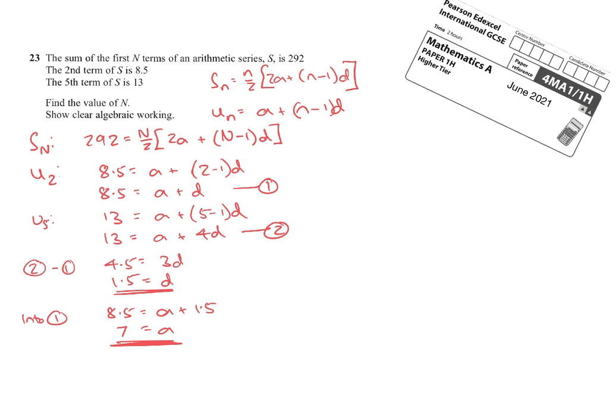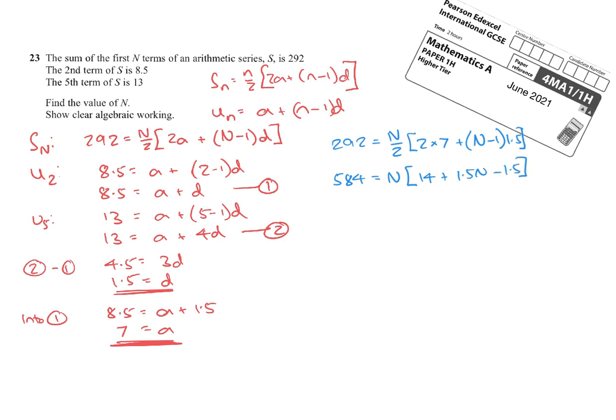So let's put that over on the right hand side. I'm going to change to blue. So what do I have now? I have 292 equals capital N, which is the number I'm trying to find, over 2 multiplied by 2 times a, which was 2 times 7, plus brackets capital N minus 1, close bracket, 1.5. So far so good. Now let's tidy this up a little bit. I'm going to multiply through by 2 because that gets rid of my n over 2 fraction. So I'm going to have 584 equals n. And in my bracket now, 2 times 7 is 14, so I can simplify that. Plus I have 1.5n minus 1.5.